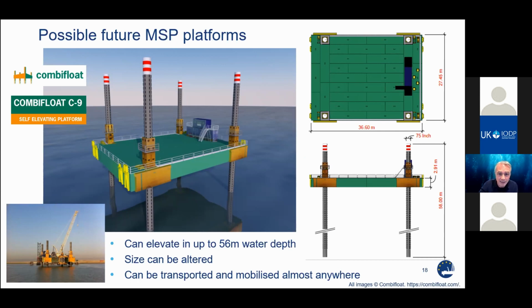The platform size can be altered, so not all the container blocks need to be used. And crucially, it can be transported and mobilized almost anywhere. So the whole system is shipped in pieces and does not have the same transport restrictions that a lift boat has, for example. This platform also has decent deck space. It actually has more deck space than either of the lift boats that we've used for New Jersey or Chicxulub, due to there being no major infrastructure other than a small control house.